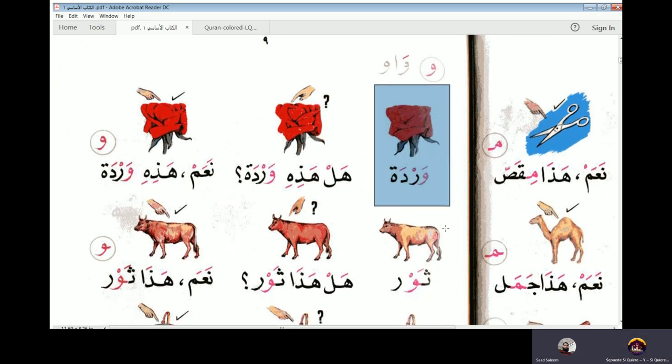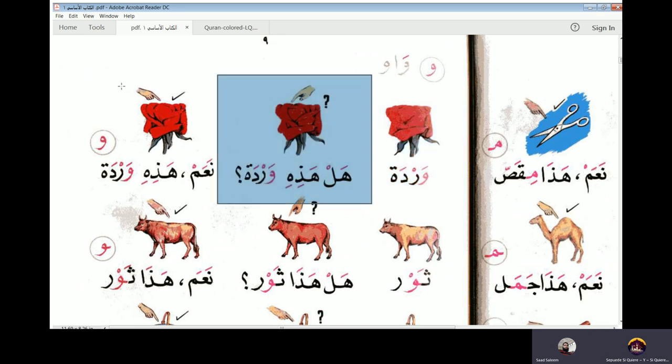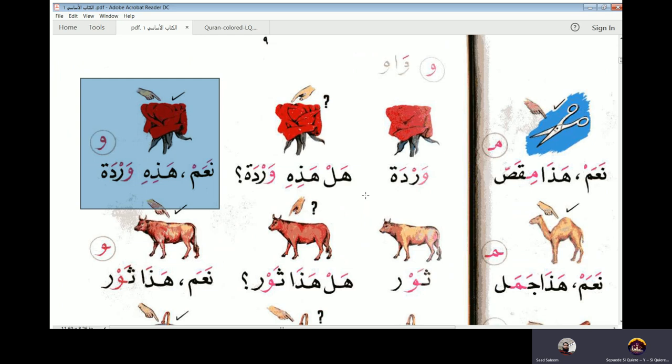Wardatun. A rose or a flower. A rose. Specific. Okay. Wardatun. A rose. Hal hadihi wardatun? Is this a rose? Naam. Hadihi wardatun. Yes, this is a rose.